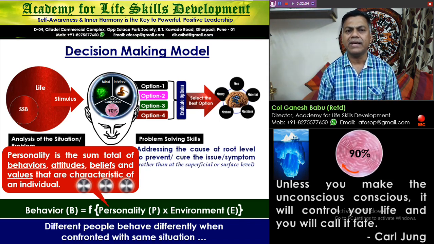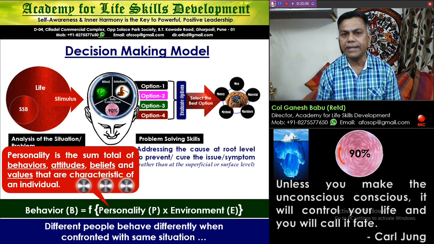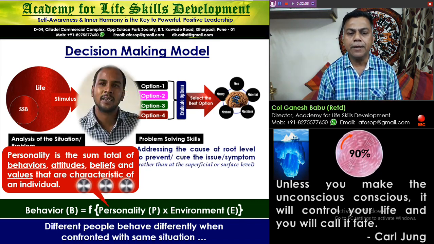Memorize this, 6,000 became officers, you will also become one. No, that's not the way. That is cheating. That is cracking the system. What you must do is improve your personality.